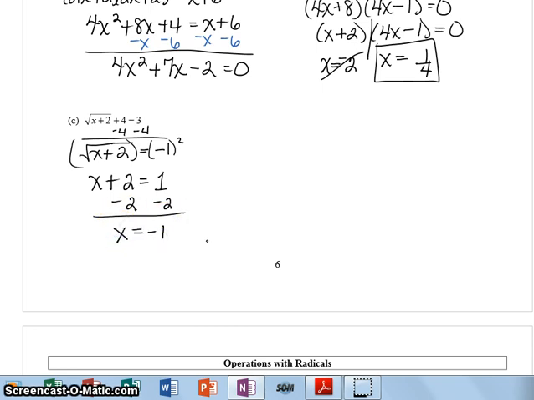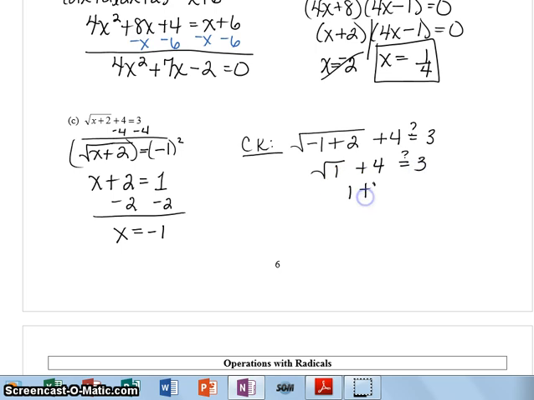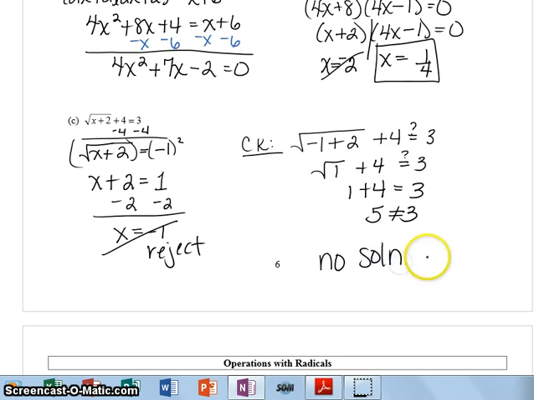Now, watch what happens when I do a check, and I want to check this by hand with you. Okay? If I check this by hand, if I go back to the original, I get negative 1 plus 2 underneath the square root plus 4, and I'm seeing if it's equal to 3. So this is going to be the square root of 1 plus 4. Is it equal to 3? You get 1 plus 4 equals 3. 5 does not equal 3. That means this gets rejected. And then you might say, well, what's going on? I have no solution. Okay, which is also known as the empty set or the null.